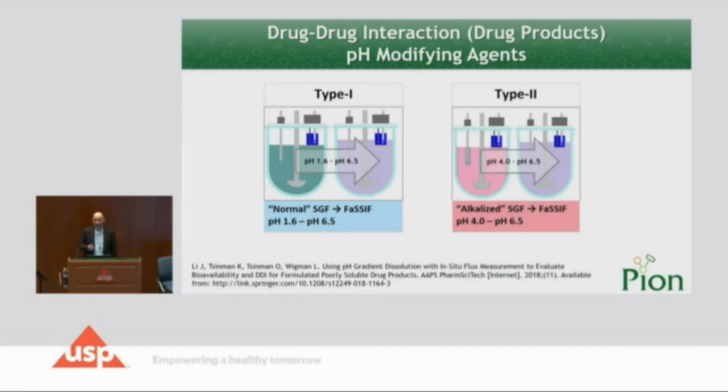So we developed a method where we first start with a normal gastric condition at pH 1.6, and then translate into FaSSIF. In another, parallel assay, everything is the same, but our stomach conditions are alkalized, at pH 4.0. We do the same experiment starting from pH 4.0 and converting to FaSSIF at pH 6.5. And again, fortunately for us, our colleagues had in vivo data.